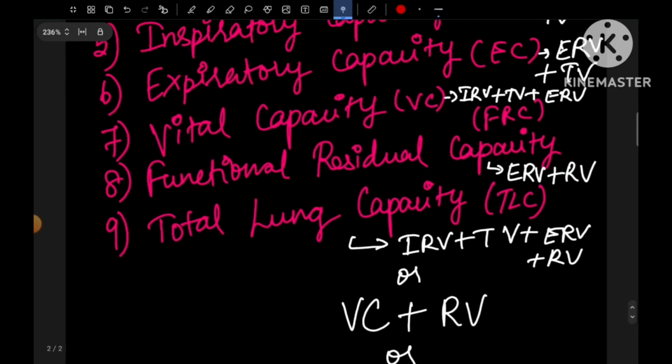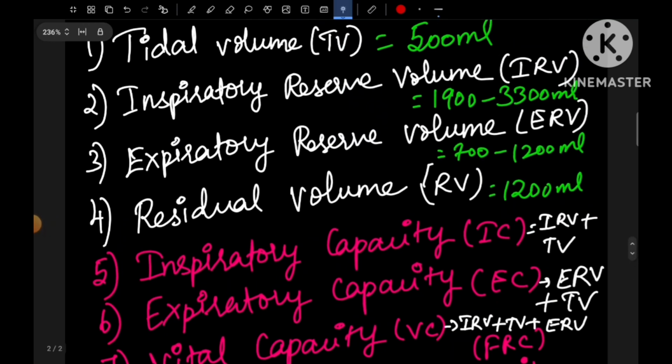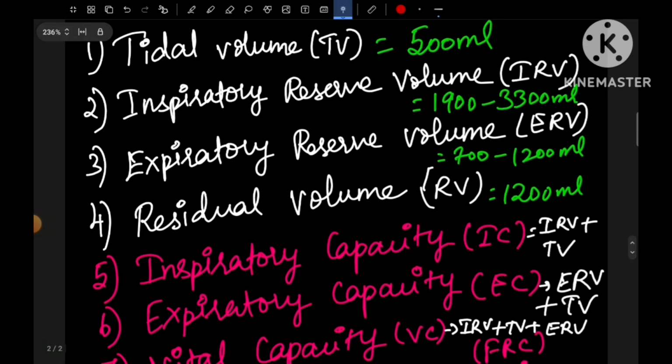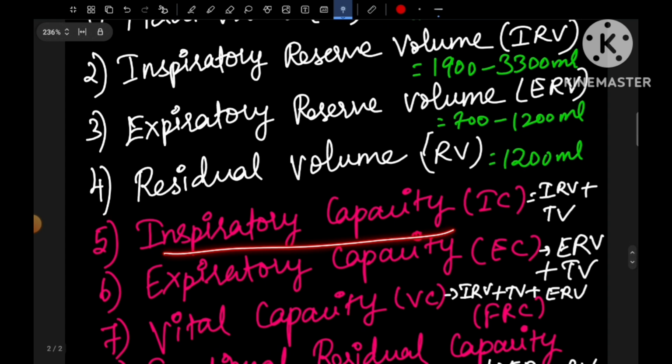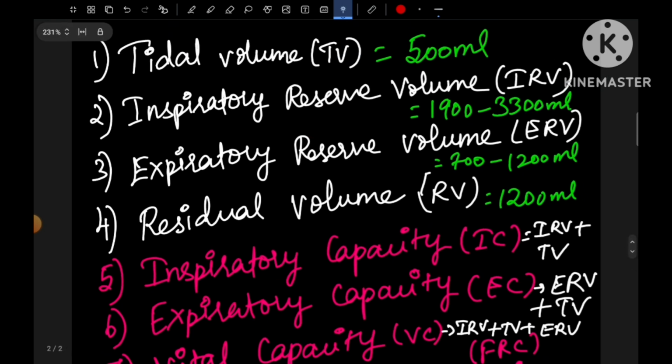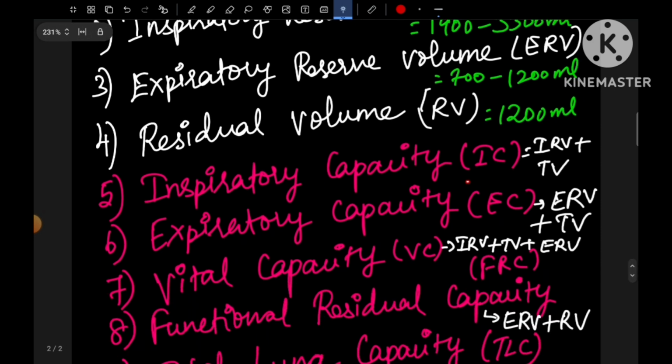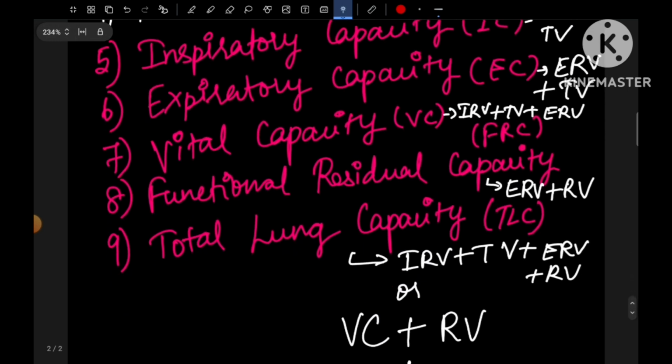Okay guys, for the volumes, you just add these volumes. For example, take the mid volume like some 2500 or like that. Expiratory volume you can take around 1000, and this is 1200. So if they ask what is inspiratory capacity, what will you do? Add 2500 plus 500. So IC is approximately 3000. So you can derive the volumes using this chart, right?